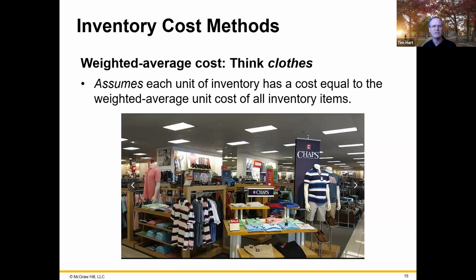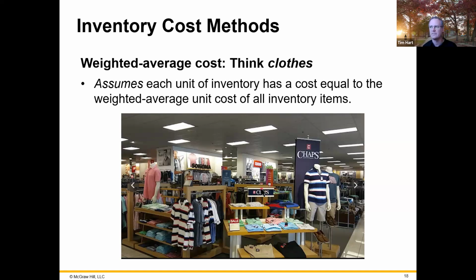Weighted average cost, think a clothing store. I think this is probably from Kohl's. All these things coming in and out, this season, last season, marked down things, new things. They definitely cannot use specific identification. It's non-perishable in the milk sense. It's not perishable like that, but it's also not going to be there forever like sand or gravel. There is a fashion sense and a season sense. So a weighted cost average makes the most sense for clothes.